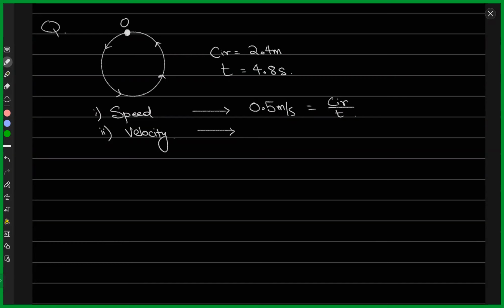Let me tell you the answer, and then I'll ask you the reason for that. So the velocity would be 0. Now, why do you think it's 0? Because you're arriving at the same point. Right, exactly. We're arriving at the same point, which means that velocity, which is displacement divided by time, has a displacement of 0 because the start and end point are the same. So the velocity would be 0.